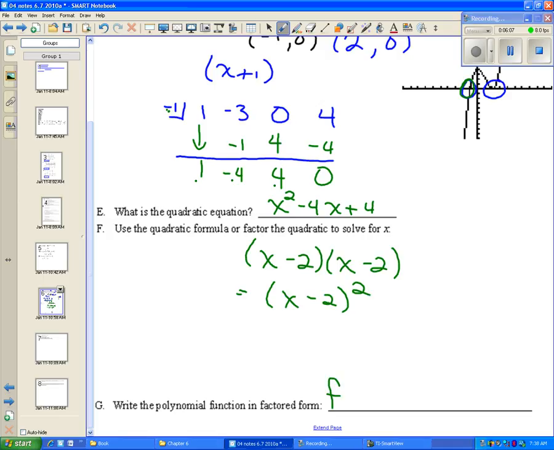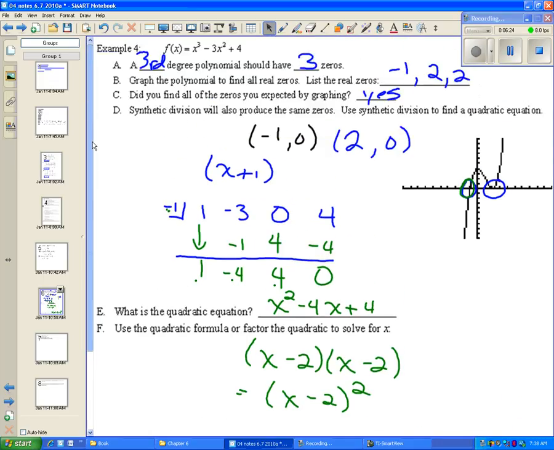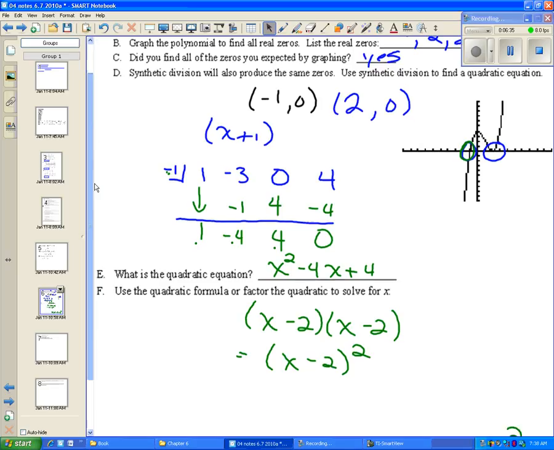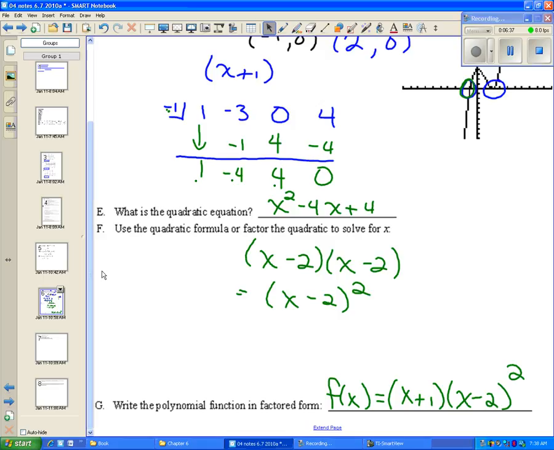So I have f of x is equal to, my first factor was x plus 1. Then my other two factors are x minus 2 quantity squared. There's my polynomial in factored form. What were my zeros? Negative 1, 2, and 2. They were all real. I had that double root, that double 0, that double x-intercept because the vertex came down on the x-axis. Let's try example number 5.